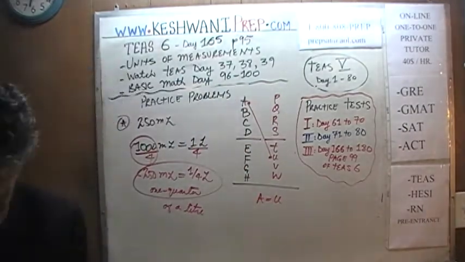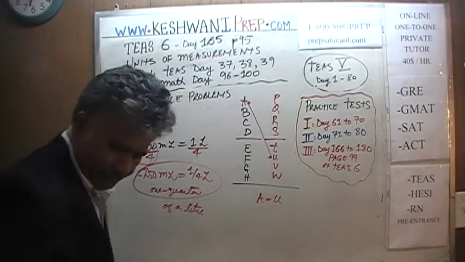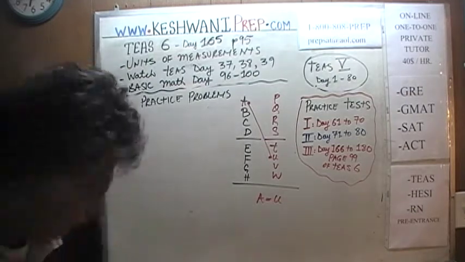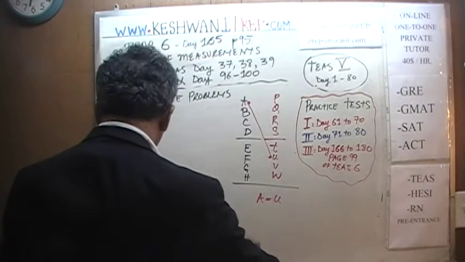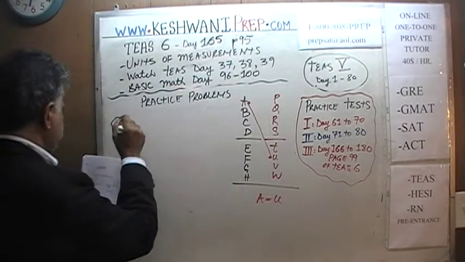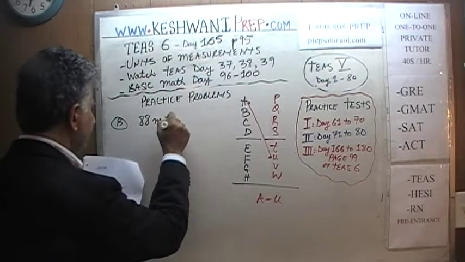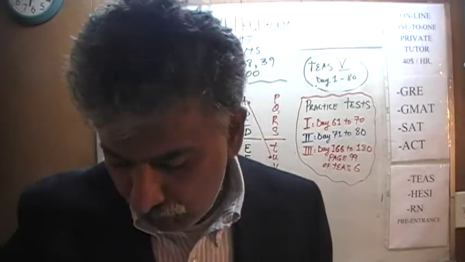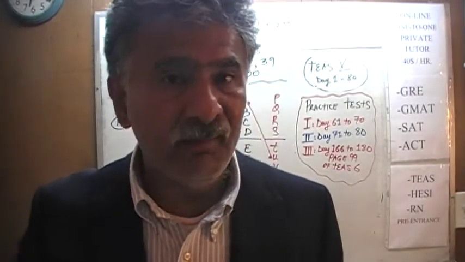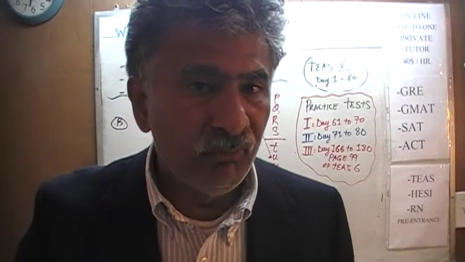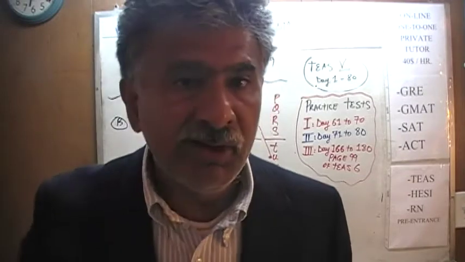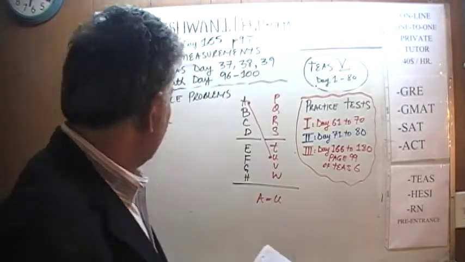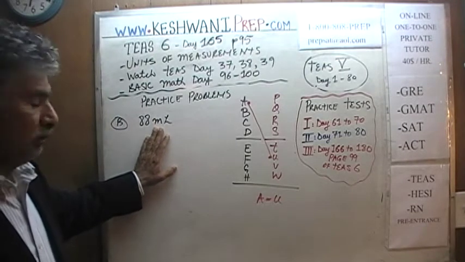Let's do the next one, shall we? Number two, we are being asked to convert 88 milliliter into cubic centimeter. How do we know that they're asking us to convert into cubic centimeter? That's something you have to understand. By looking at the second column, you have to understand that we are supposed to match something that goes with milliliter, and the only unit in the other column that goes with milliliter is cubic centimeter.